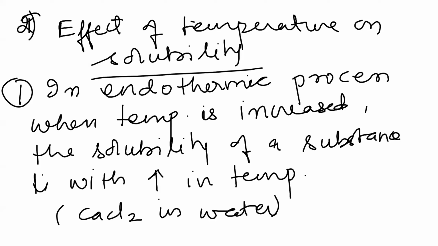Basically, when we see that there is a rise in temperature, in an endothermic process, there is absorption of heat. When the heat is absorbed, the solubility of the substance increases. In place of CaCl2, you can write KCl, because this we can use in the exothermic process. Getting? Yes, getting.